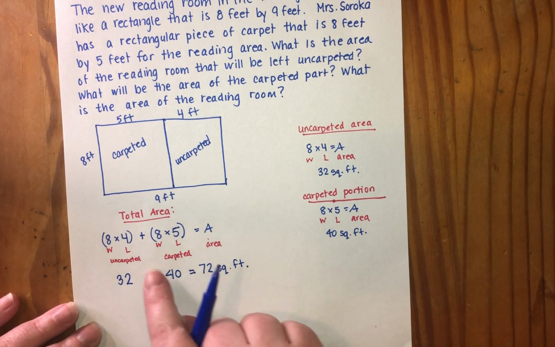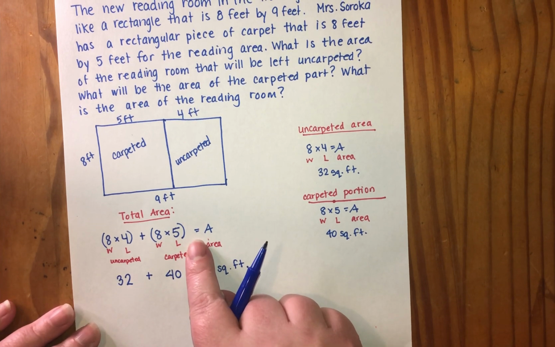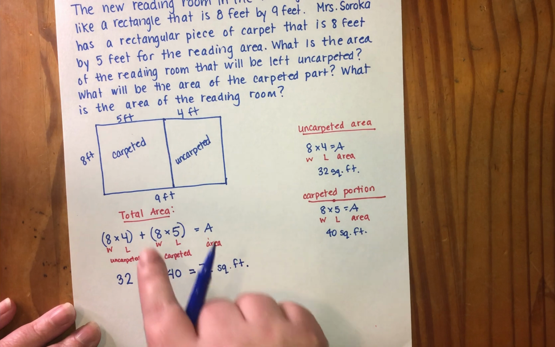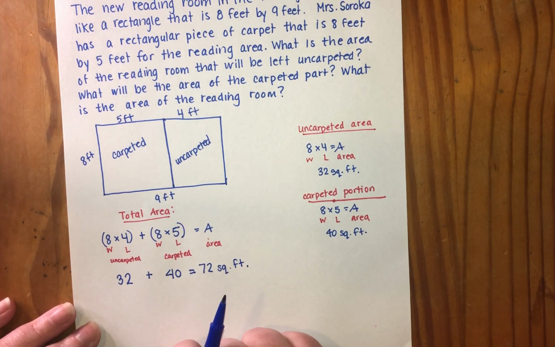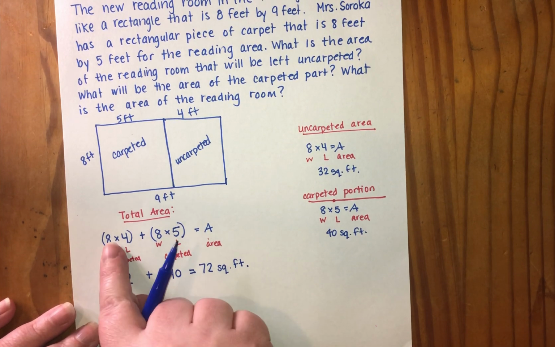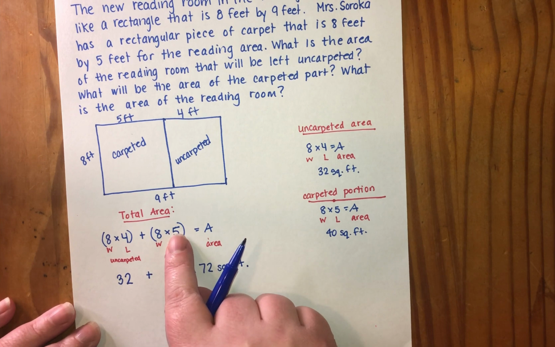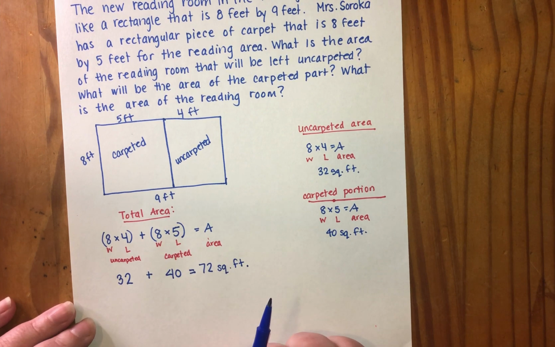Yes, this equation shows the partitioning of the larger rectangle, and it helps us find the total area of the larger rectangle by adding the area of the two smaller rectangles. Great job. Let's remember this as we move into the try one more.